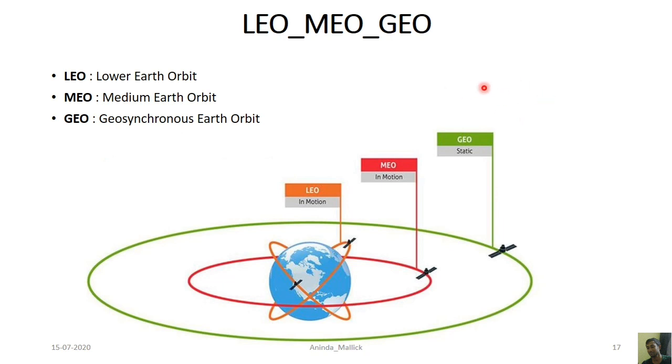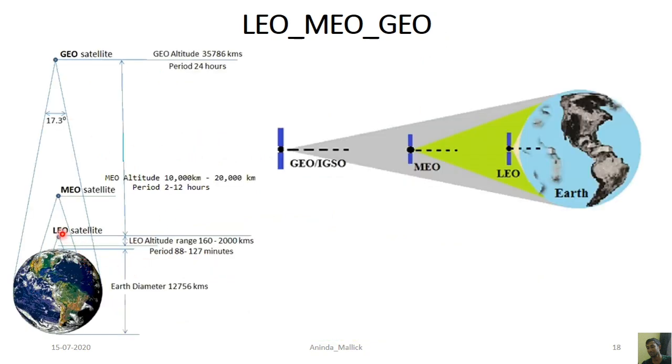Before discussing those three, you should know about LEO, MEO, and GEO. LEO is basically the low Earth orbit, MEO is the medium Earth orbit, and GEO is the geosynchronous Earth orbit. In the next slide, it will be clear. Here you can see LEO, the altitude range is 160 to 2000 kilometers, and the period is 88 to 127 minutes. Basically, a satellite placed at LEO will take 88 to 127 minutes to complete one rotation around the Earth. And the altitude of the MEO is 10,000 to 20,000 kilometers, and the period is 2 to 12 hours.